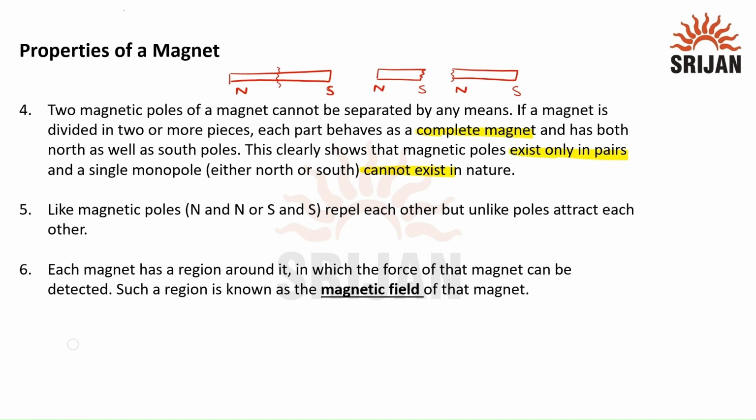Moving on to the next property. Like magnetic poles, that is north and north or south and south, repel each other, but unlike poles attract each other. This is a fairly simple property. Moving on to the next property. Each magnet has a region around it in which the force of that magnet can be detected. Such a region is known as the magnetic field of that magnet.